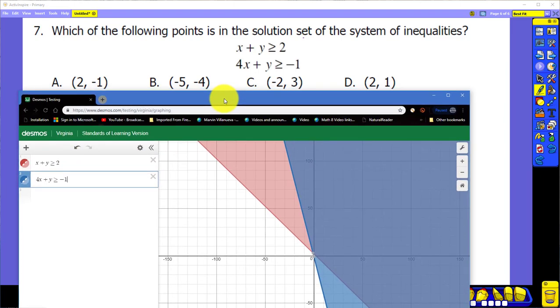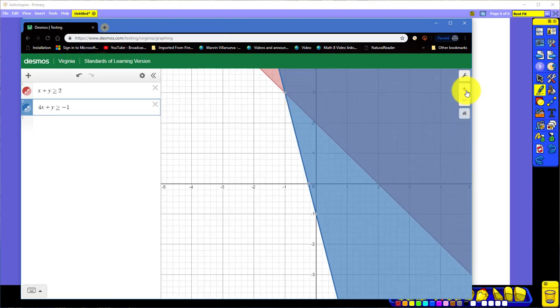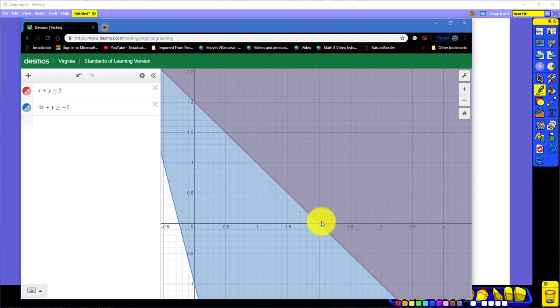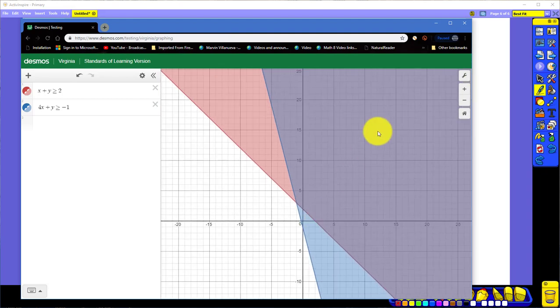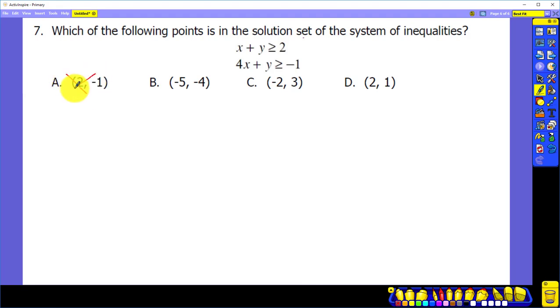Okay, so my 2 comma -1. Okay, this is okay. We need to zoom in. All right, so here we go. We need 2 and -1. So 2 and -1 is over here. This is not in the overlapping area of the two inequalities. Remember, this is the overlapping area of the two inequalities. And 2 comma -1 is over here. It's not on the overlapping region, so this one is wrong.